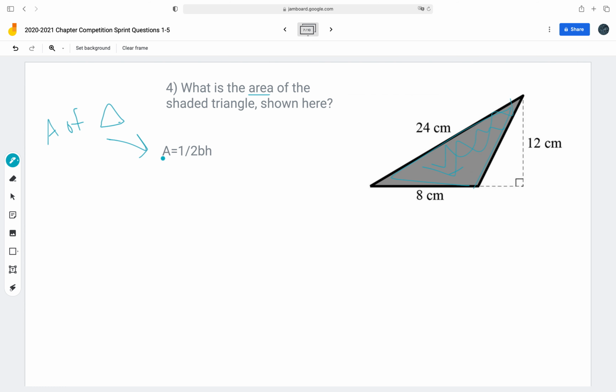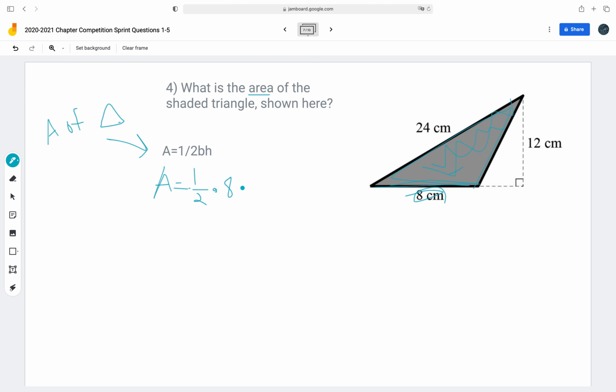Alright, so area equals 1/2 base times height. So the area equals, we can keep the 1/2 because there's no variable with this. Sorry about my handwriting. So what's the base? The base is, as you can see, right here. The base, 8 centimeters, because that's the base of the triangle.